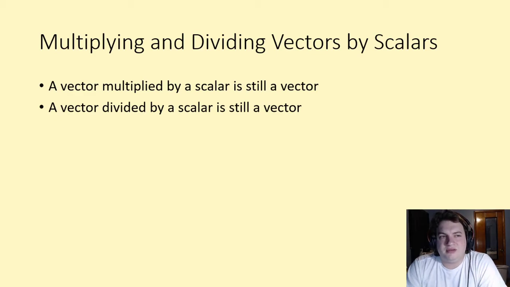Our last major thing is multiplying and dividing vectors by scalars. A vector that's multiplied by a scalar is still going to be a vector. A vector divided by a scalar is still going to be a vector. With that being said, these concepts shouldn't be too hard.